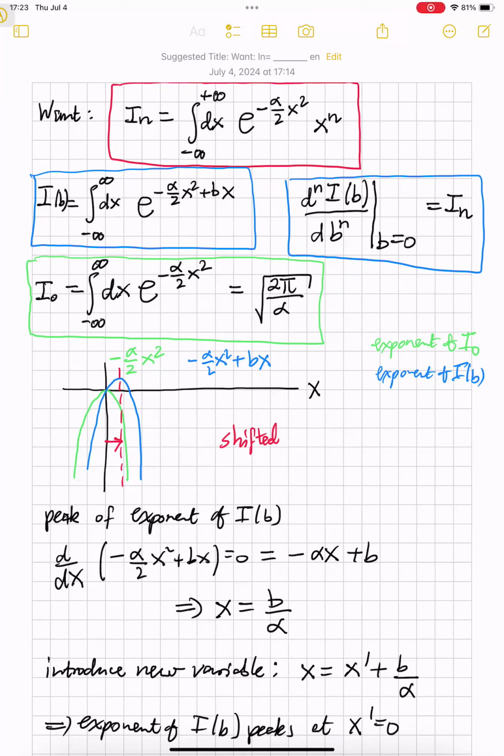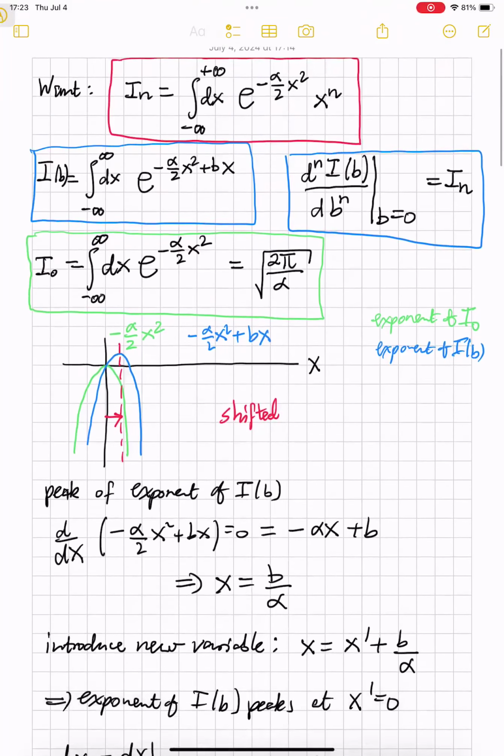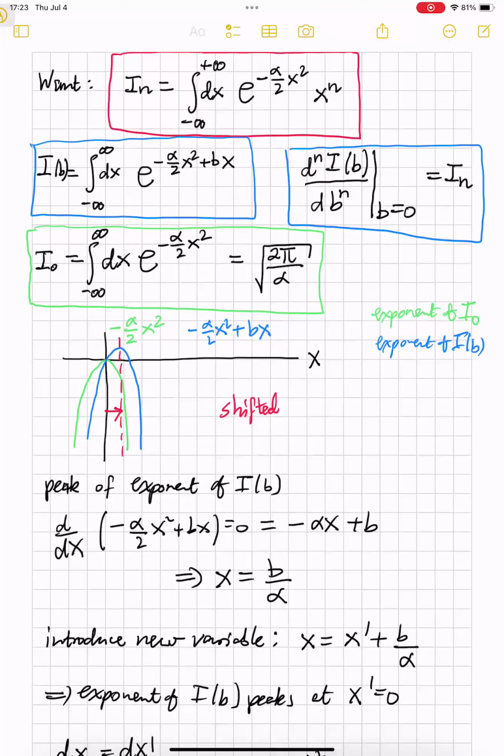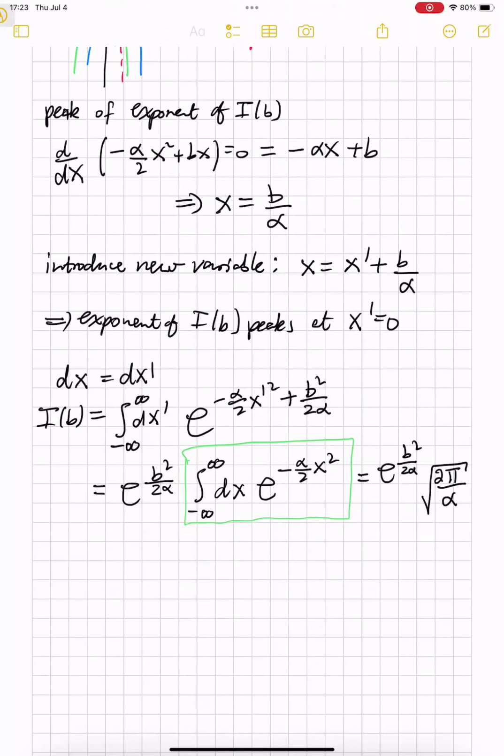In doing this integral for I of b, here's just the logic. For I of naught, the exponent of the integrand is a parabola centered at the origin, whereas for I of b, the exponent is a parabola centered at some axis that's shifted away from the origin. We then shifted the axis back to the origin, and we found that to do I of b, we needed nothing more than to know I of naught.